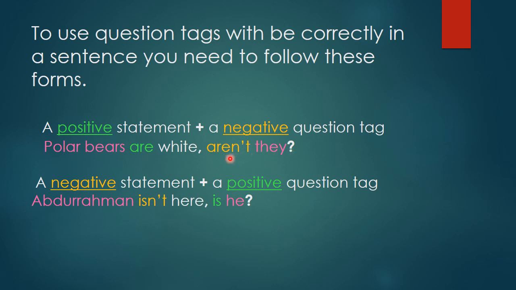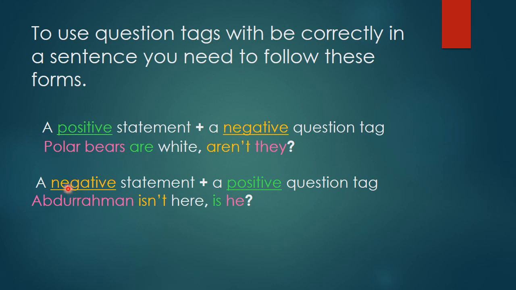Aren't they? So in the first statement, even if it comes as positive or negative, I put the information that I am most sure about but not totally or 100% sure about, so I ask for a confirmation. That's why I use the question tag in general. I think that most of the polar bears are white, so that's why I use the positive first, then I use the negative. So polar bears are white, but maybe not all of them. So I ask, aren't they?